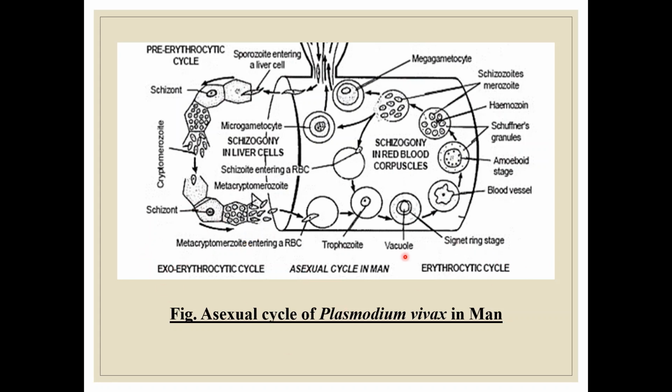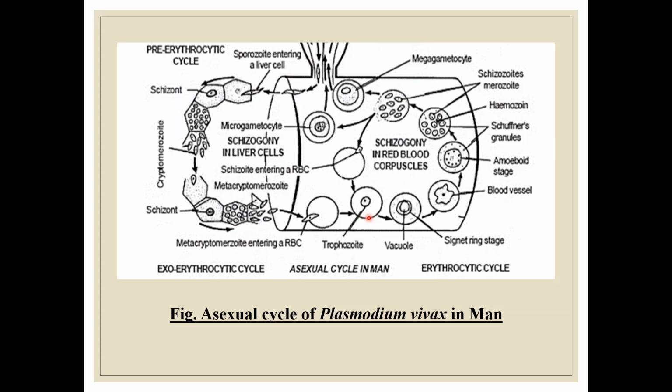Now we will discuss the erythrocytic cycle, also called erythrocytic schizogony. The erythrocytic schizogony is the third multiplication stage of the schizogony. It begins when the RBCs are attacked by the cryptomerozoites of the pre-erythrocytic cycle or the micrometacryptomerozoites of the exoerythrocytic cycle. After entering the RBC, the micrometacryptomerozoite becomes rounded and disc-like in shape, which is now called a trophozoite.